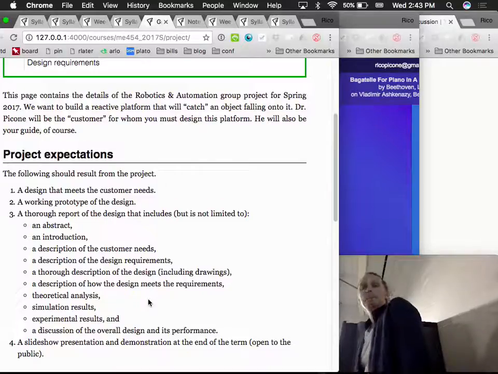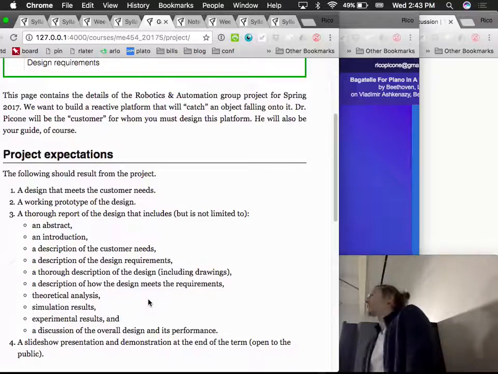Question: is the platform going to be predictive or responsive? It depends on what you mean by that. Is it going to be predicting the object falling onto it, or is it going to have some sensor to react to something falling? It depends on how you want to design it, because as the customer speaking now, I don't care. As your guide, I might have some opinions, but I think both are potential options.